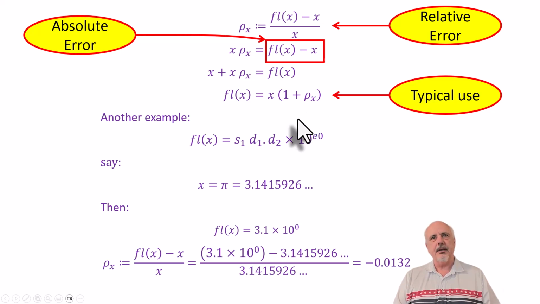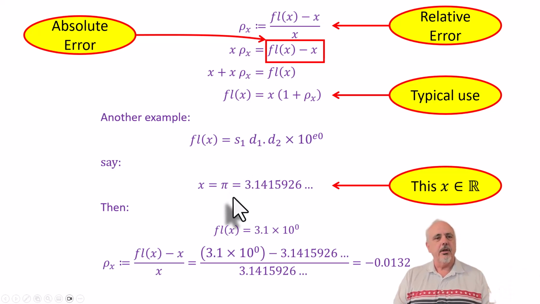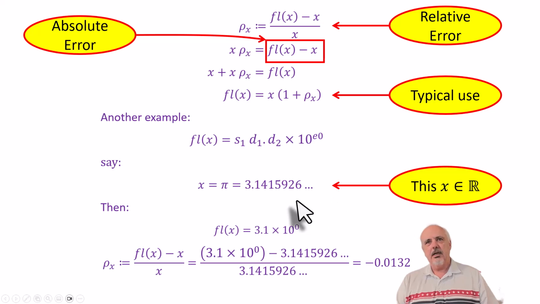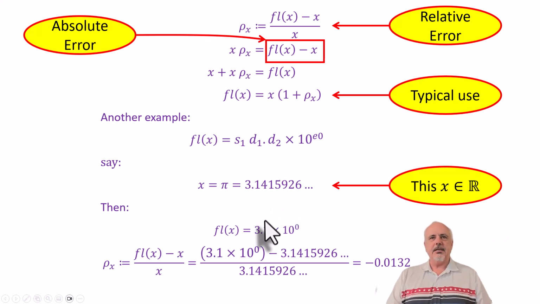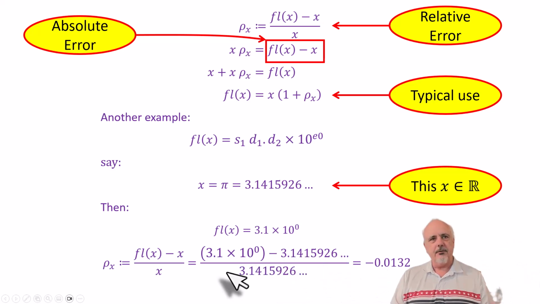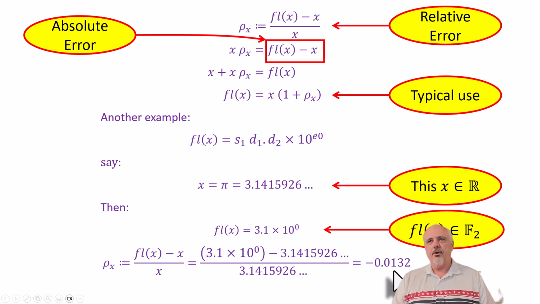Let's look at another example of this. Let's say I want to float pi. Pi, as you know, is 3.1415926, etc. If I float that, it's only going to take the first two digits, 3.1, and I'm only going to have an exponent of 0. So that's going to be my floated value. Now, if I look at the relative error of that, I've got the floated value minus the true value divided by the true value, and these are signed values, and here I get a minus 0.0132.